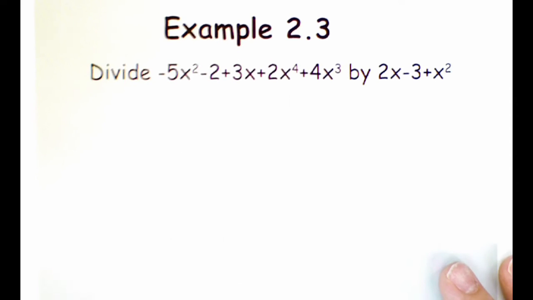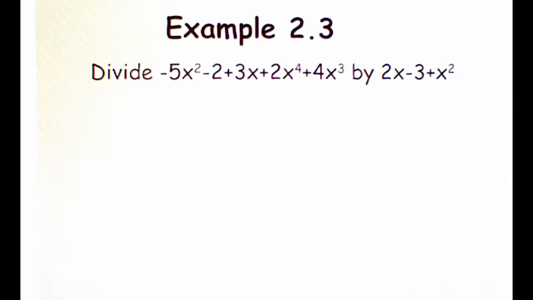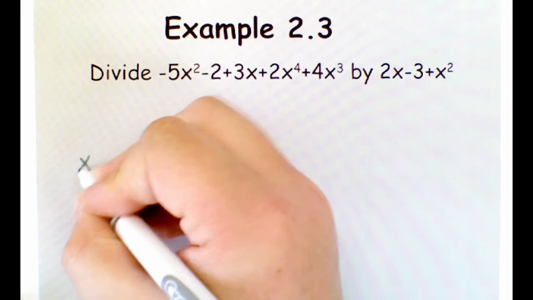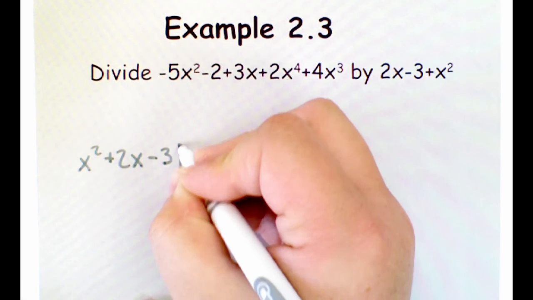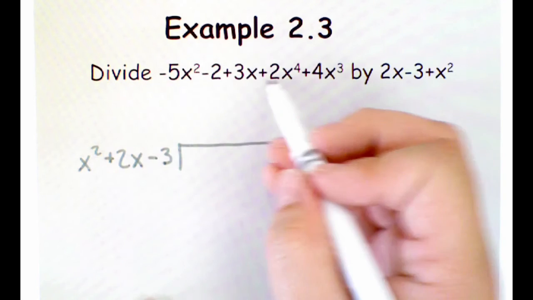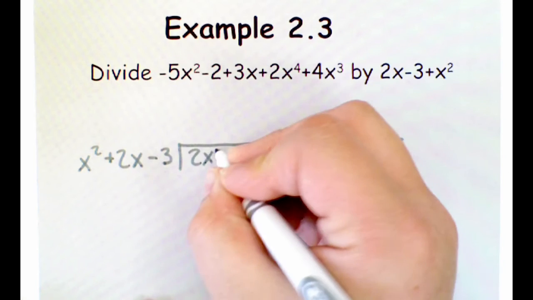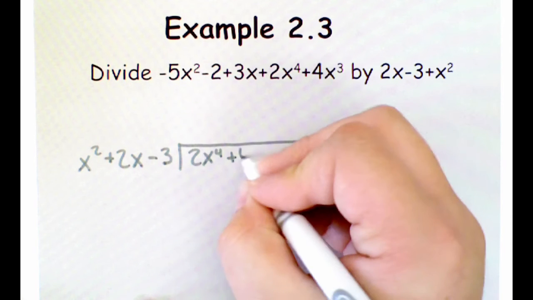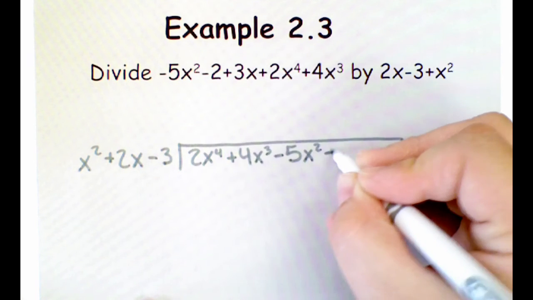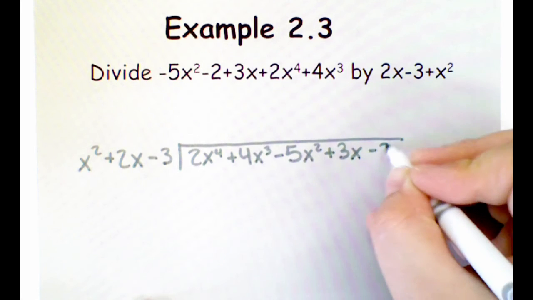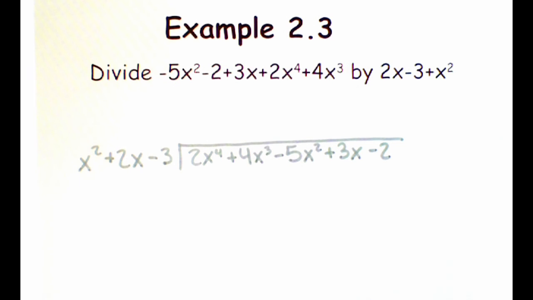All right, dividing this one. First step, rewrite it in order. My divisor, rewrite it in order, x squared plus 2x minus 3. My dividend, I start with 2x to the 4th power, then 4x cubed, then minus 5x squared plus 3x minus 2. You want them in order, otherwise it makes your life way harder than it needs to be.